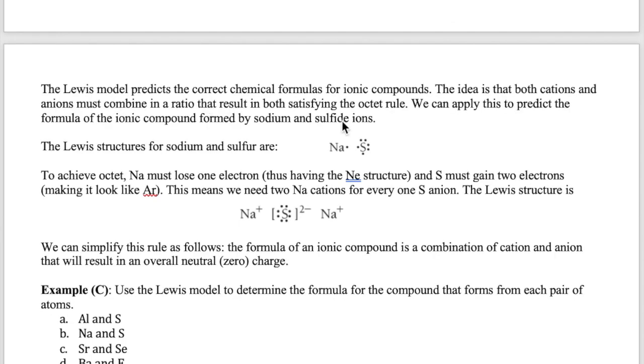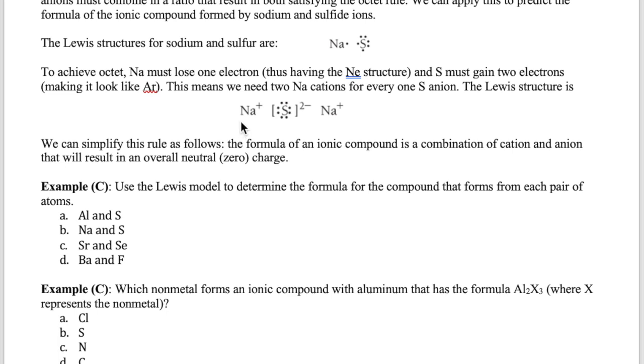The Lewis model allows you to make predictions about what kind of formulas you can get when you combine a specific metal with a specific nonmetal. So for example, if you have sodium and sulfur, we see that sodium has 1 electron on the valence shell and sulfur has 6 valence electrons. So to make that combination of an ionic compound, each sodium can lose 1 electron, but the sulfur is going to need 2 to make that octet or 8 electrons around it. So that means that you're going to need 2 sodium to make a stable compound between sodium and sulfur.